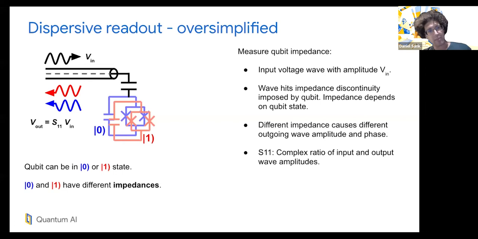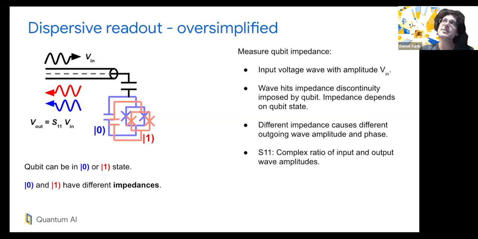We send a voltage pulse, V in, into that transmission line, and it reflects off of the capacitor and qubit. And because the frequency of the qubit is different in the 0 and 1 state, the phase of that reflected signal depends on which state the qubit was in. So what we do is we shoot in that pulse, and then we capture the reflected pulse and look at its phase. And that's how we tell which state the qubit was in.